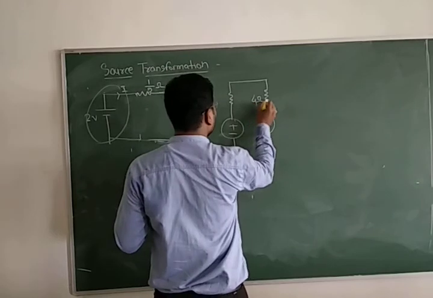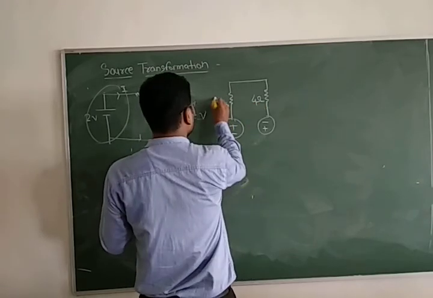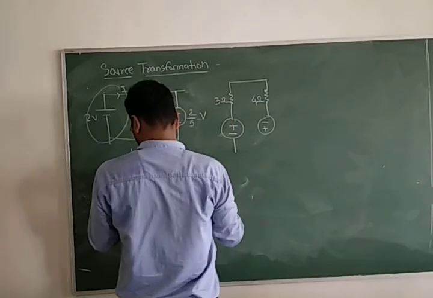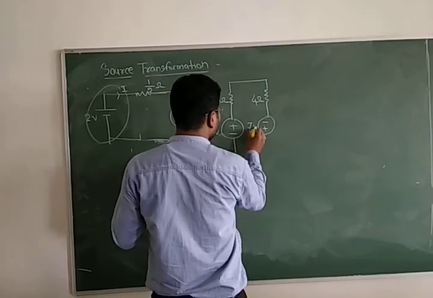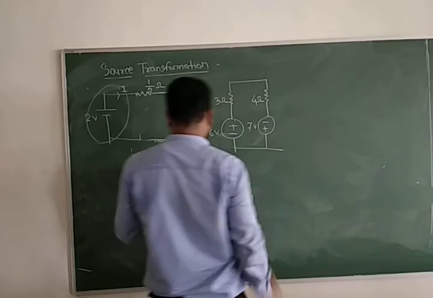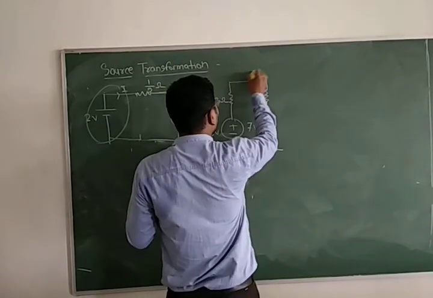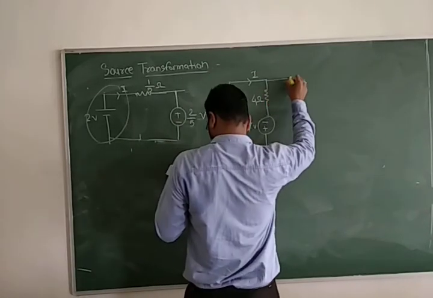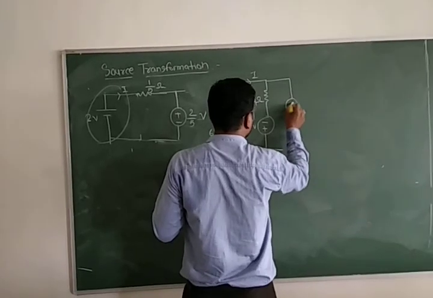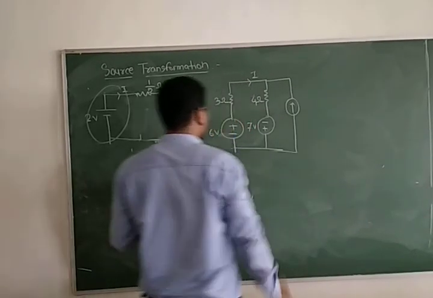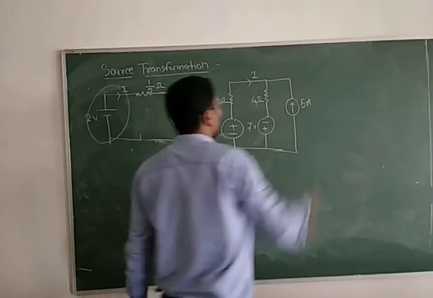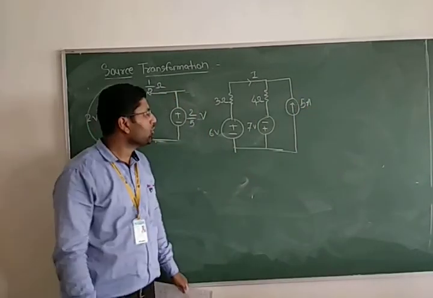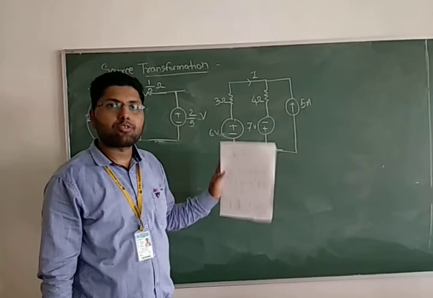Overall, 3 ohm, 6 volt, 7 volt, and you have to find out the current in the resistor of current, that is 5 ampere. Find the current I using the source transformation technique.